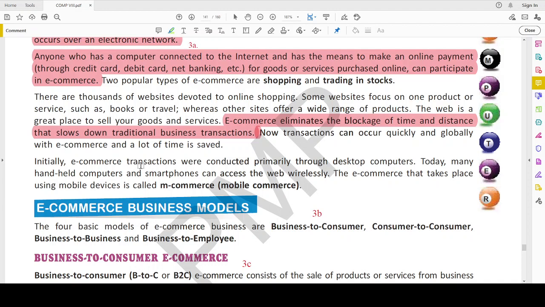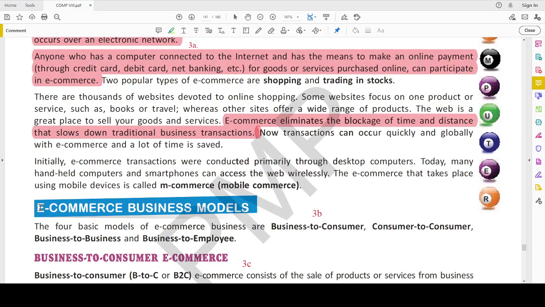When there were no handheld devices or smartphones, desktop computers were the only means connected to the internet, and people used to shop with the help of their desktop computers. But nowadays, people use their smartphones to place an order. So that makes the difference.